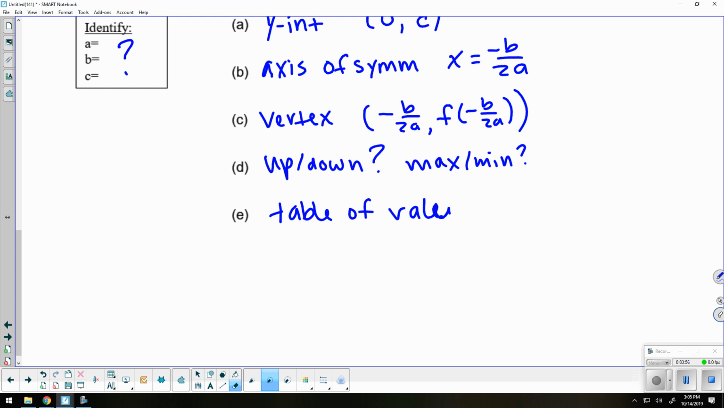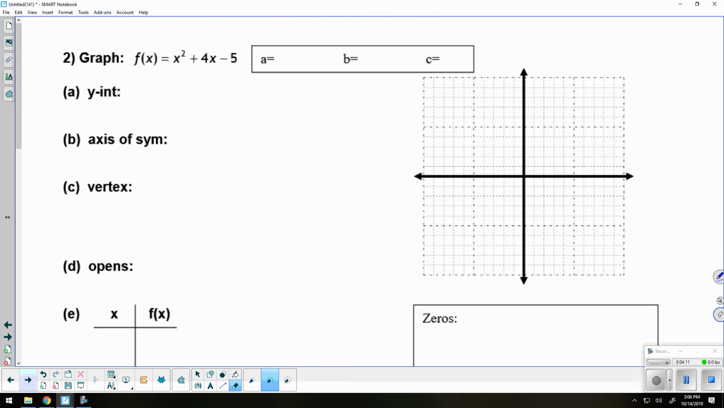When you set up your x, y table, your vertex goes in the middle. Once you've got your vertex, you plug in numbers around it and go from there. Something additional we're going to add is finding where it crosses over the x-axis. So here's our first example. In the box, we'll label a, b, and c. Our a value is 1.